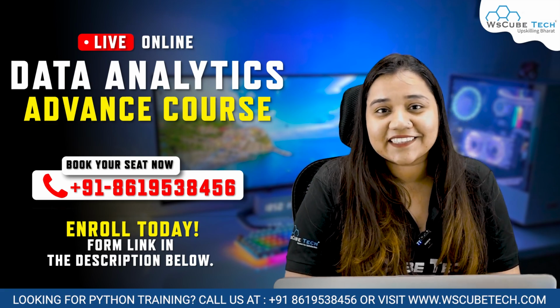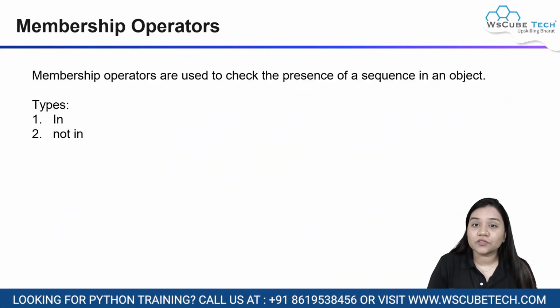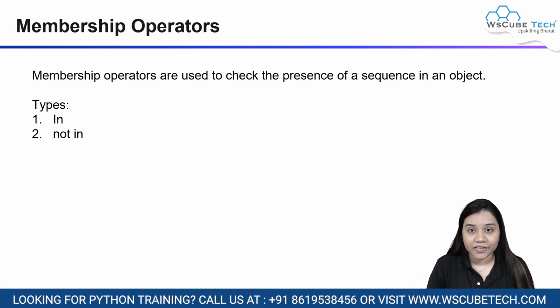So let's get started, guys. Membership operators allow us to check for a sequence in an object. There are two types of membership operators that we have: in and not in. Let's have a look at how they can be used in our programs.